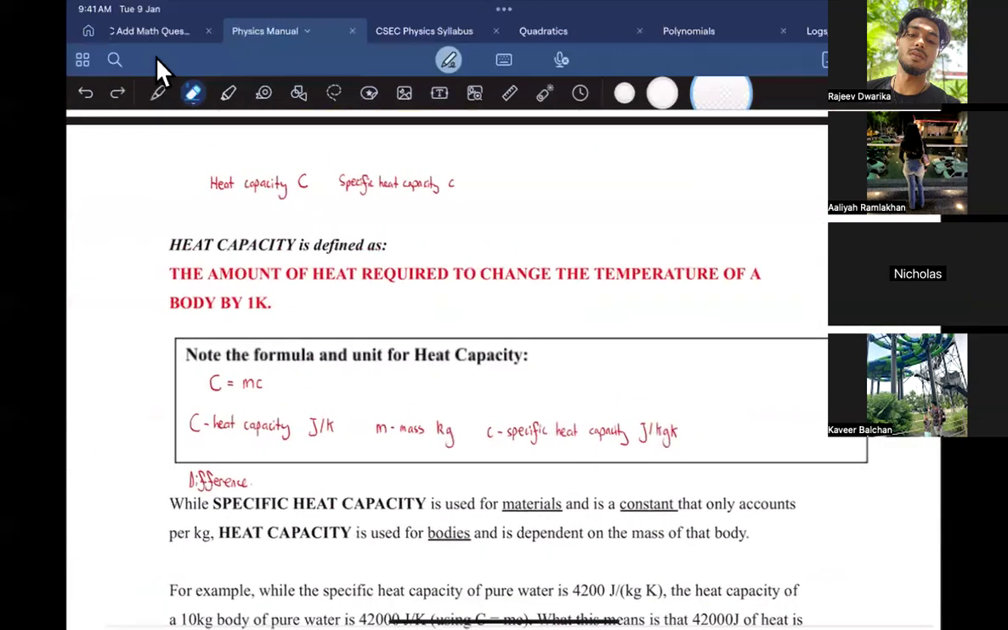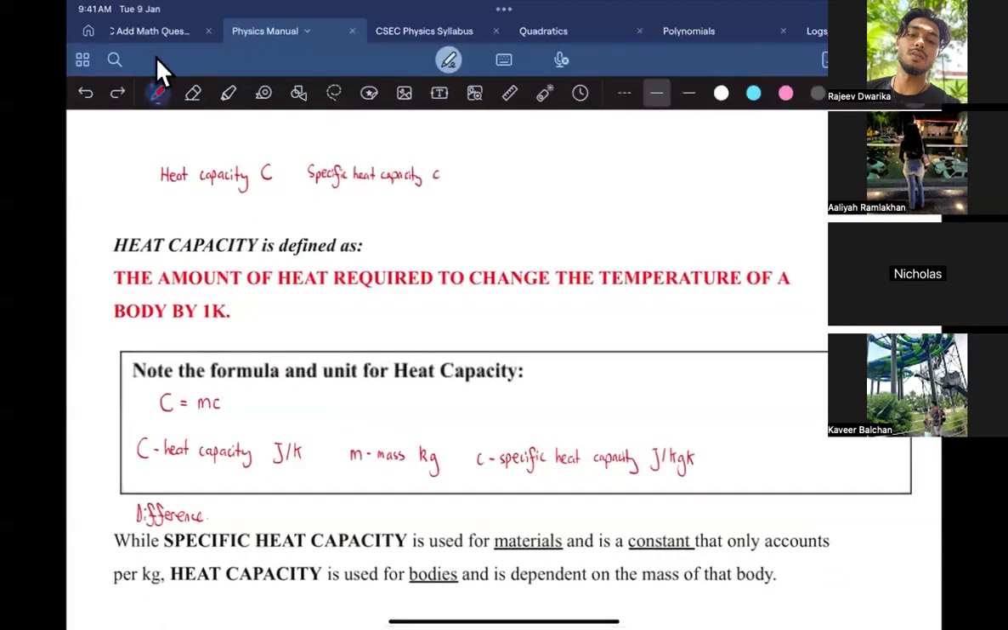Right, and last class we looked at heat capacity. So I can give you all some time to copy this down fast. Heat capacity is represented by a capital C. Specific heat capacity is given by a lowercase c. So I'll give you only 3 minutes to copy this down.